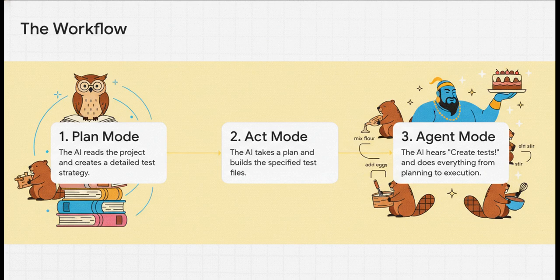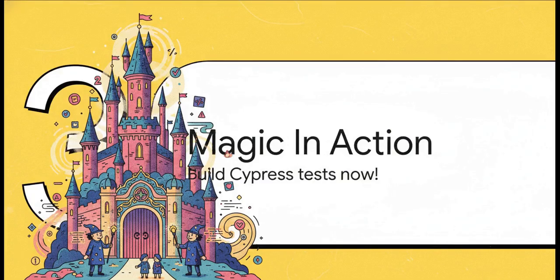The Act Wizard is like the busy beaver who just follows one step, like mix flour and sugar. But the Agent Wizard, it's the genie. You just say, bake me a cake, and poof, it does everything for you. All right, let's see this magic happen for real.